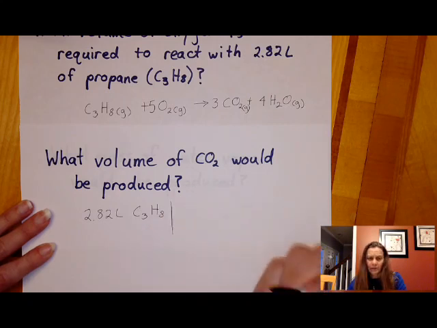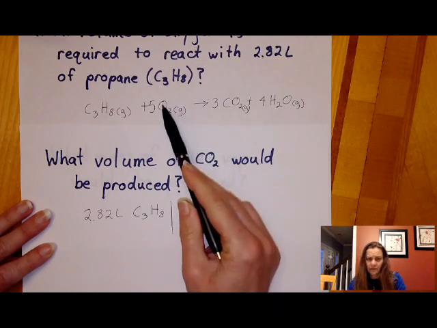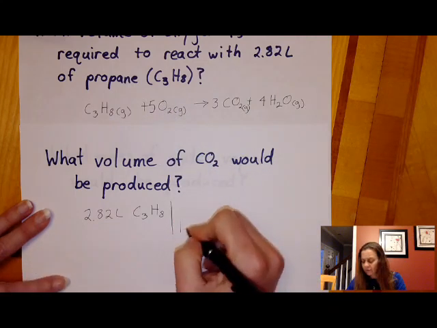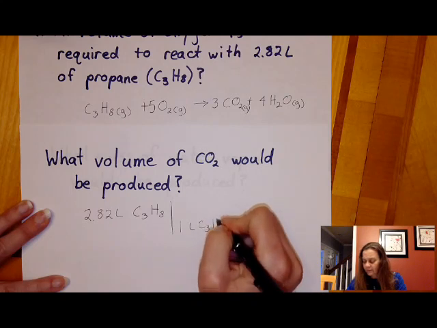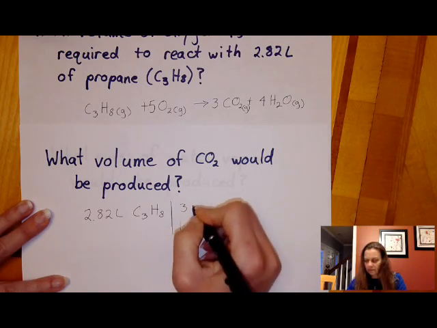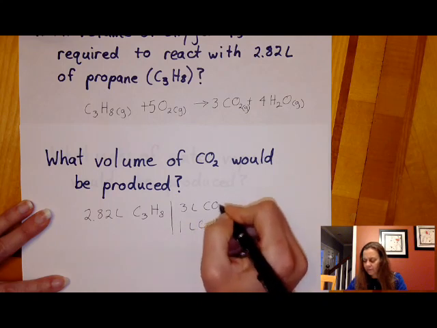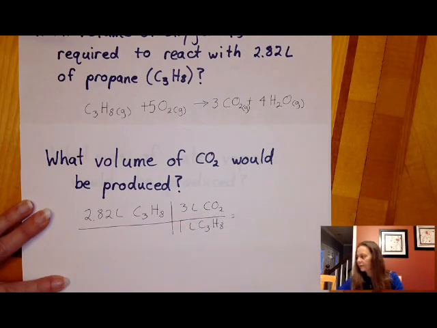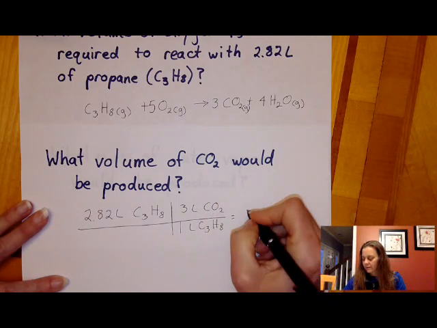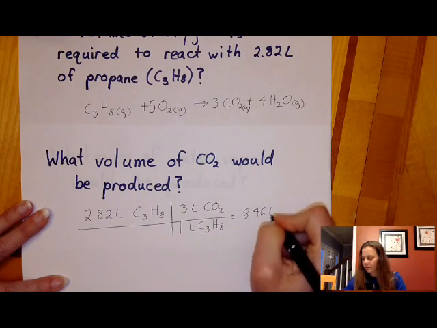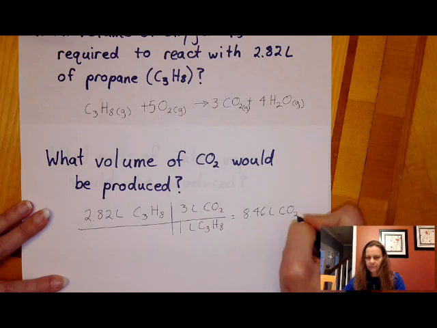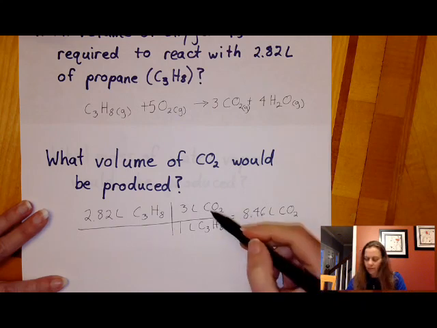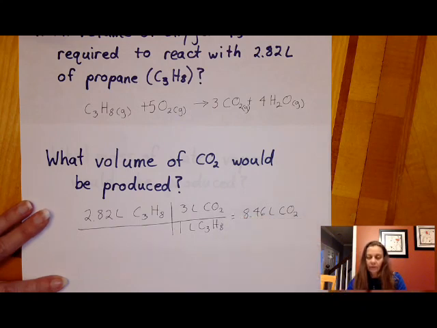And again, I'm going to use the mole ratios as volume ratios. So that means that 1 liter of propane is going to give me 3 liters of carbon dioxide. And so we wind up with 8.46 liters of carbon dioxide. So again, we're just using the mole ratio as a volume ratio. This only works if we're going from gas to gas.